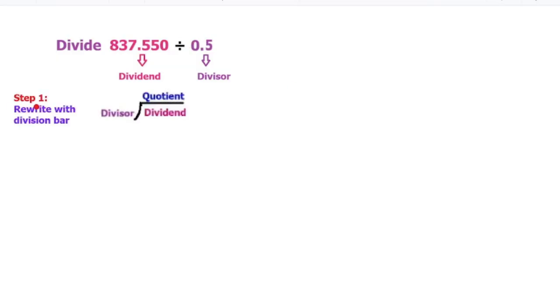So we could rewrite this using the division bar. When you use the division bar, the dividend goes here underneath and the divisor goes out here. And the quotient is the answer we are trying to find, okay? Now let's rewrite the numbers in. So the divisor goes here, 0.5, and the dividend goes here, okay?